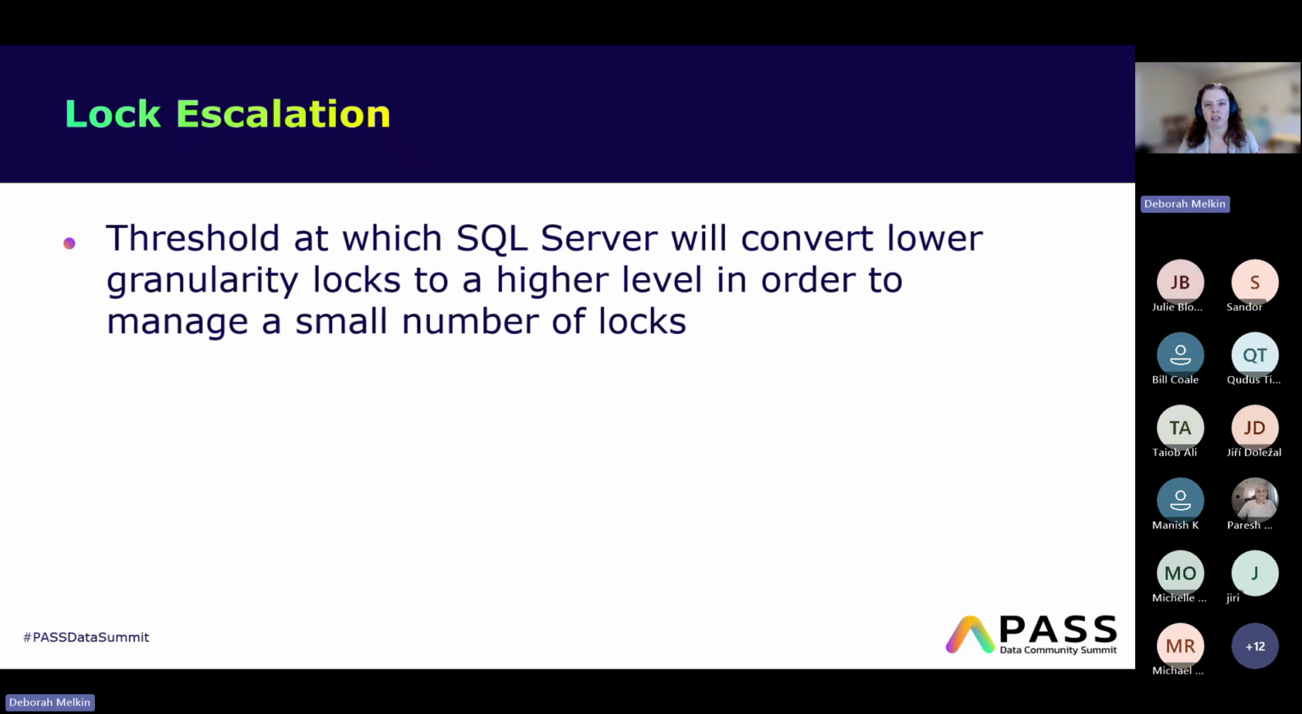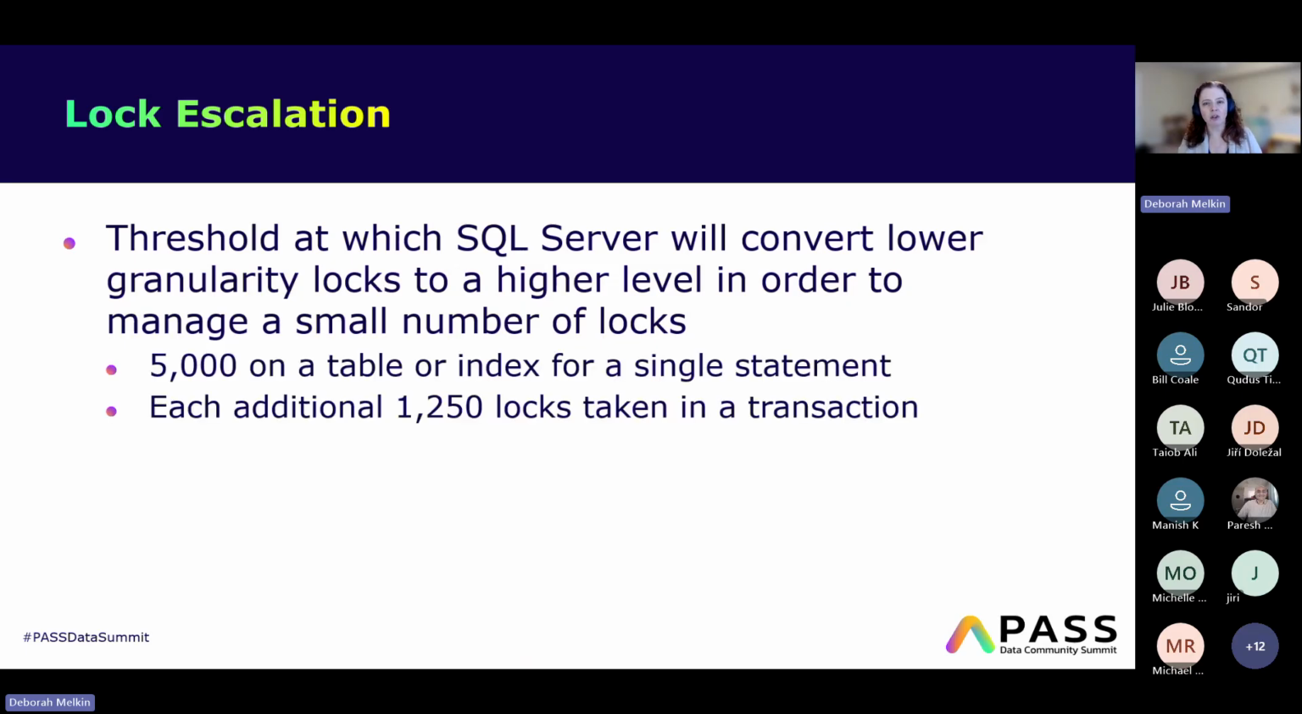It's that threshold at which SQL Server says, I've got too many low-level locks. I can't deal with all of this in my memory. I need to handle this better. So I'm going to upgrade those locks or move to a higher level locking situation so I can manage my locks easier. These are the documented thresholds. But I say the word documented because there could be cases where maybe a lower number of locks could cause escalation. But these are kind of what to think about.